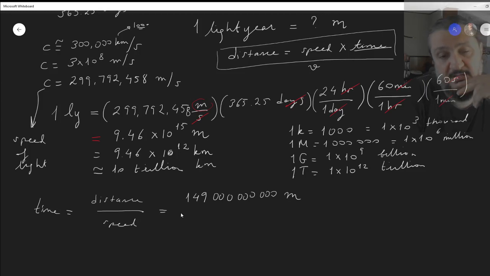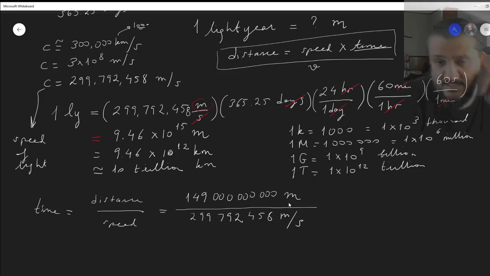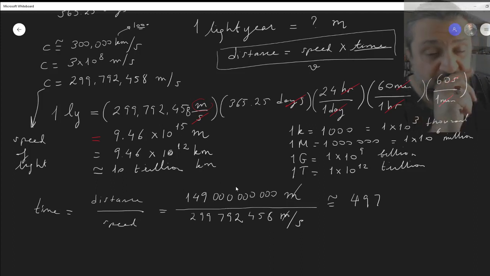Which means this many meters. All right, speed. So let's use that speed again, 298 meters per second. Meters will cancel, and this will give us the time in seconds. So 149 times 10 to the power 9, divided by 298. This gives me 497, roughly. Not exact, because the astronomical unit is not this number, but I've just rounded it off to 149.